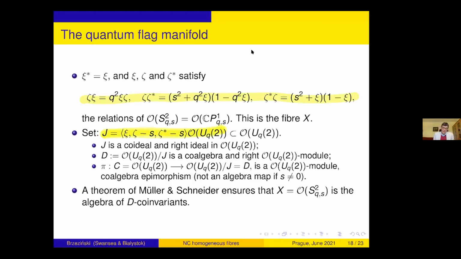Now I can look at this ideal. I'm looking at the right ideal generated by psi, zeta minus S, zeta star minus S. It's not a very mysterious ideal. It's a right ideal, which is how it is defined, because if I restrict the counit in my OUQ2 to this subalgebra, then these things, do they vanish? No, they don't vanish, but anyway, J is a coideal and a right ideal. It's obvious that it is a right ideal because that's how it is defined, but it's also a coideal.